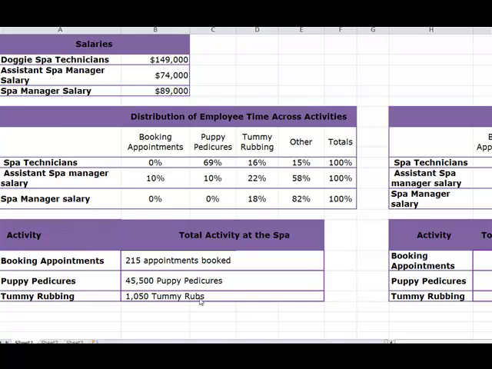All right, so remember I told you that I had salaries, and then I was going to distribute the employee time across the activities and then end up dividing it by the total activities at the spa. So all I've done is take all those figures that I had at the beginning, and I've now just dumped them into Excel, and I'm going to let Excel do the math for me.